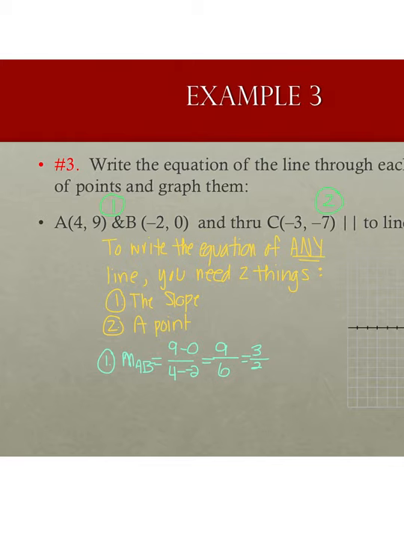So now I have 2 points that my line goes through. It goes through 4, 9, and negative 2, 0. So if I'm going to have a choice, I'm going to write this in point slope form. Y minus y1, where this is x1 and this is y1.